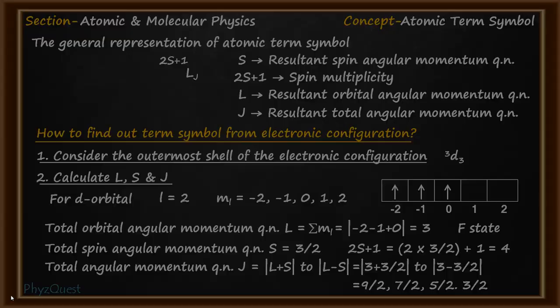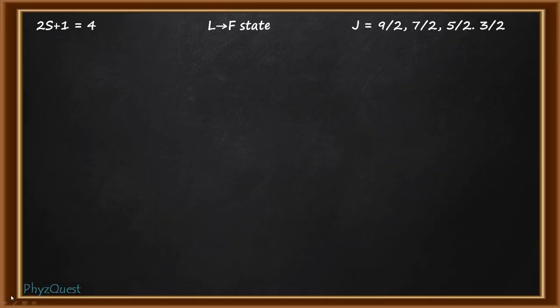So we have got the values of 2S plus 1, L and J. So by using the general expression of the spectral term, we have got four spectral terms, that is 4F 9 by 2, 4F 7 by 2, 4F 5 by 2 and 4F 3 by 2.